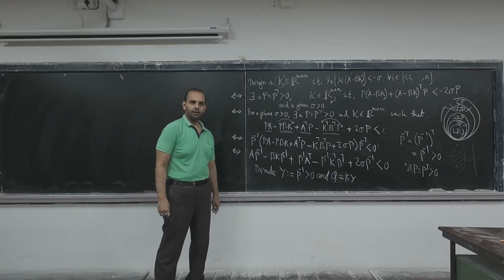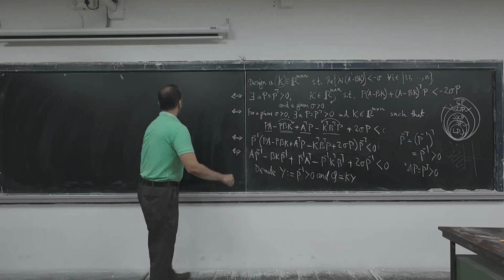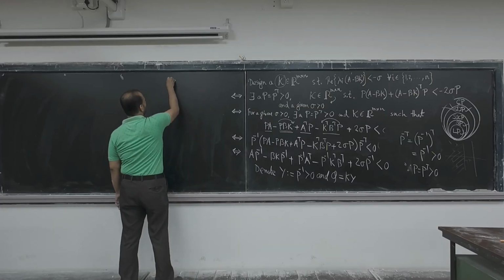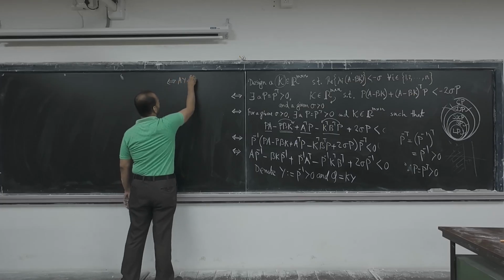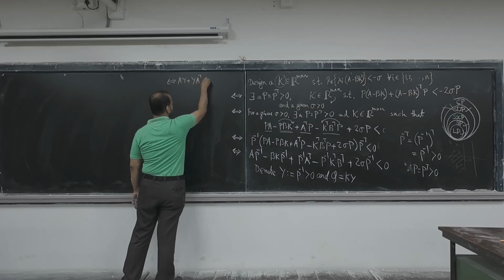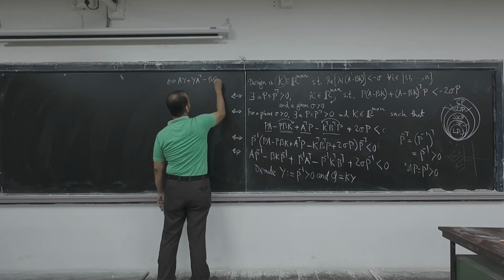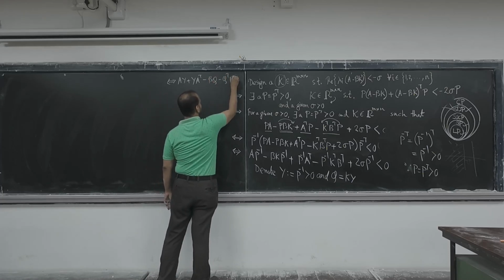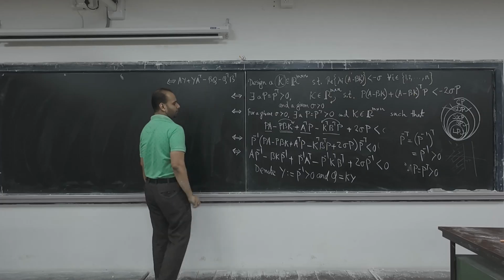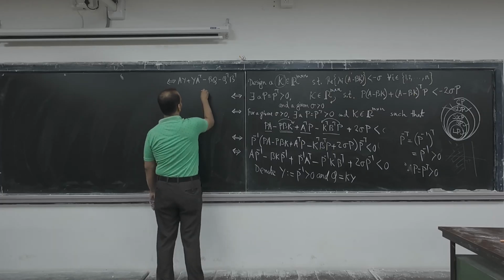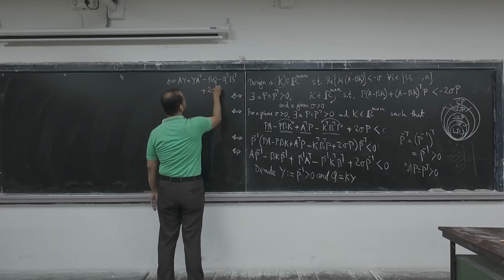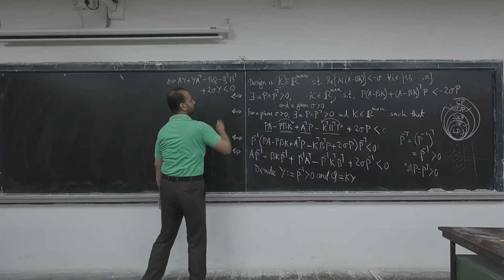What will you get? AY plus Y A transpose minus BQ minus Q transpose B transpose plus 2 sigma Y less than 0, right?